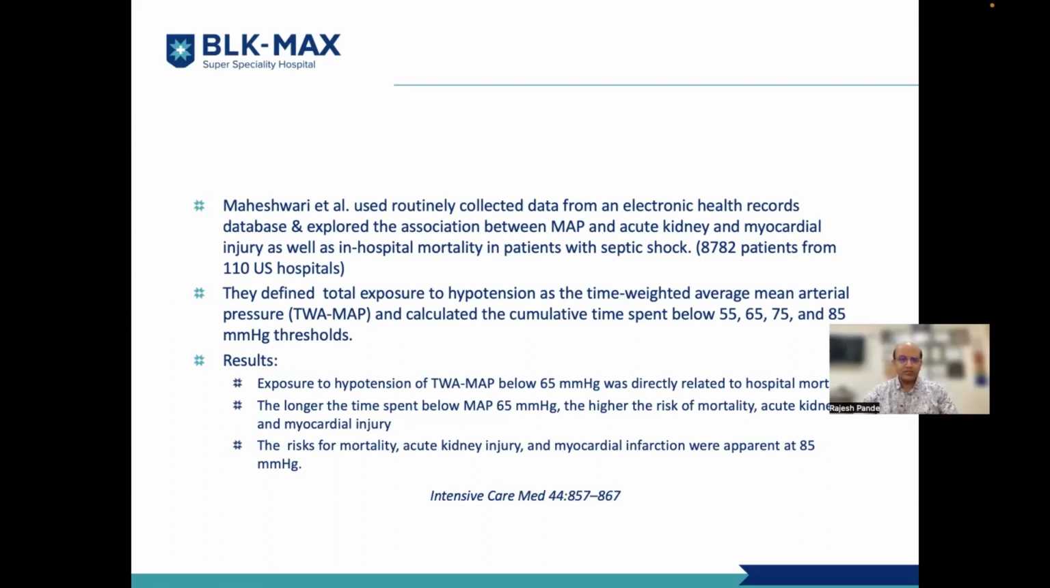So what they found was exposure to hypotension, that is, time-weighted average MAP below 65, was directly related to hospital mortality. The longer time spent below MAP of 65, this TWA MAP below 65, the higher risk of mortality, acute kidney injury, and myocardial injury was there. The risk of mortality, acute kidney injury, and myocardial infarction were apparent at 85 millimeter mercury. So what this exploration of the electronic health record database is suggesting is that below 65 is harmful, above 85 is also harmful.